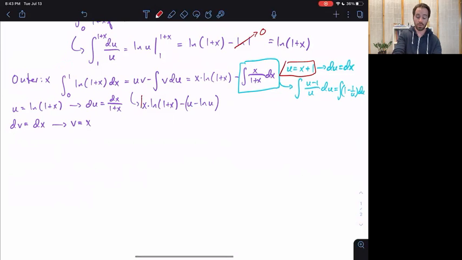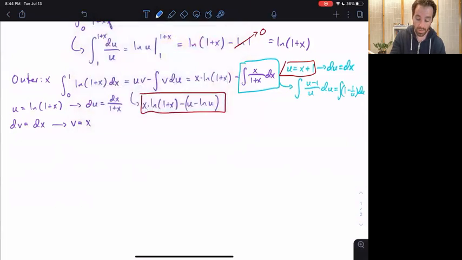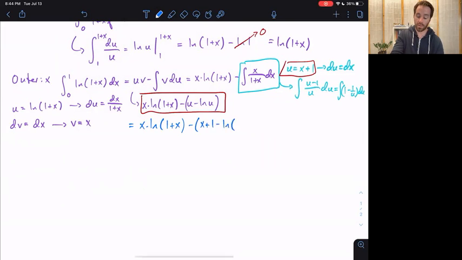So this here, oh, I love all these colors. This is going to be, let's try this one, shall we? This is going to be x times ln of 1 plus x minus, and now I'm going to put in the thing for u. That's x plus 1 minus ln of x plus 1. Now this whole thing is the antiderivative.